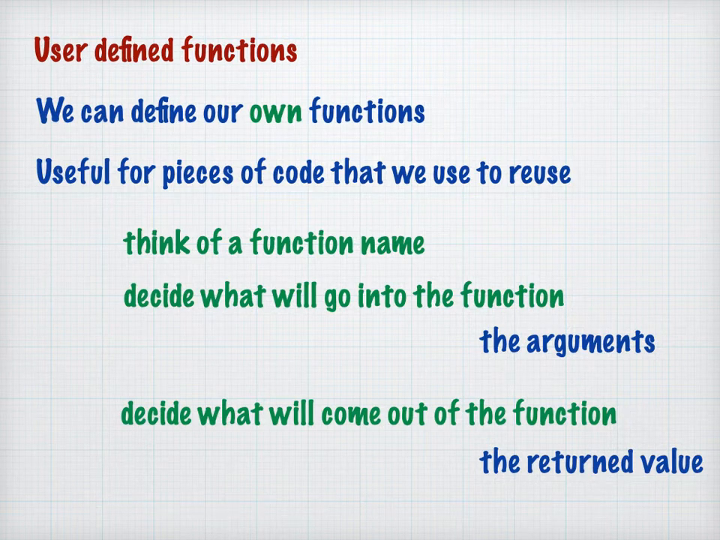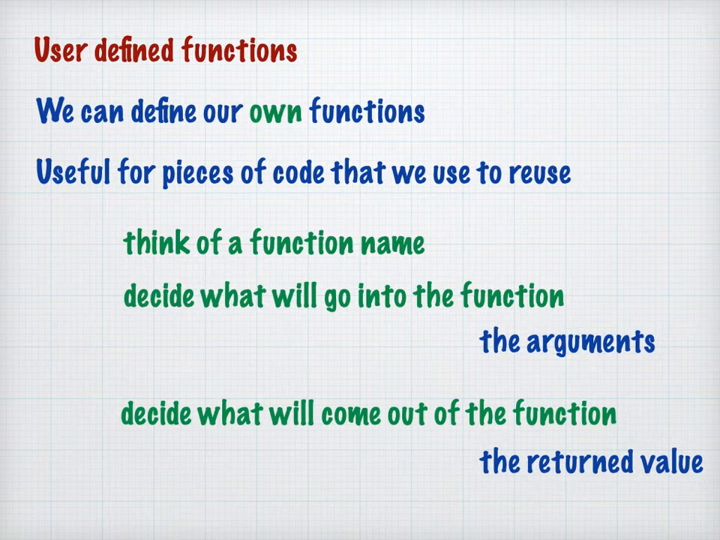The way that we do this is we tend to think about three things. You'll need a name for the function, something that uniquely identifies the function, obviously something that describes what the function does. You have to think about what kind of information will go into the function for it to work, the arguments, so that could be one piece of data or multiple pieces of data. And then you think about what information will come out of the function, what will the returned value be.